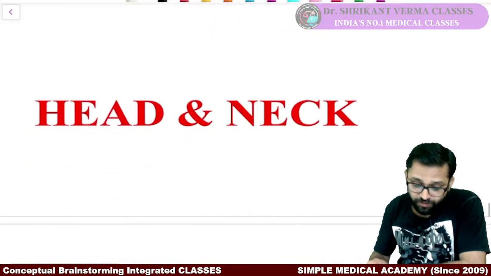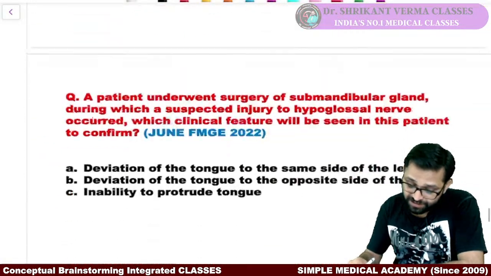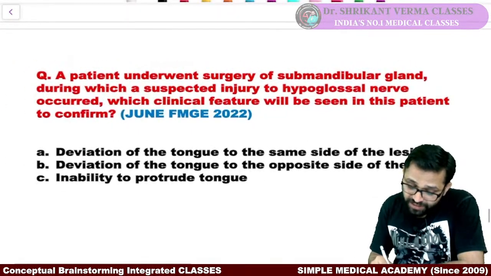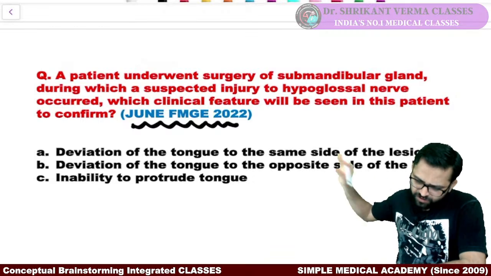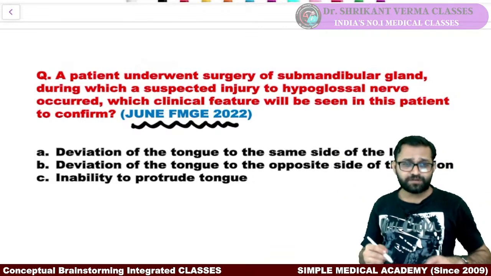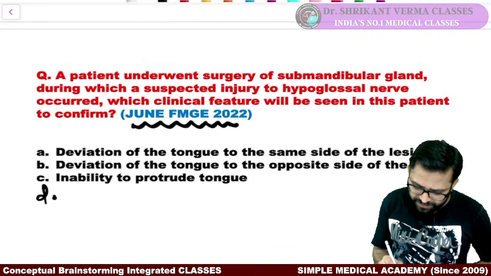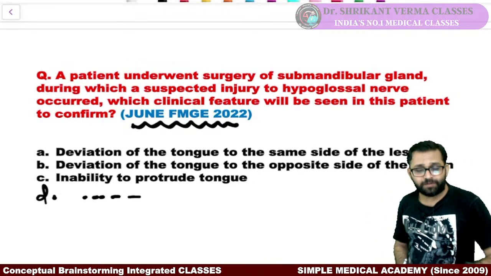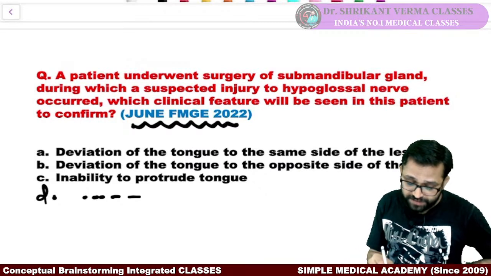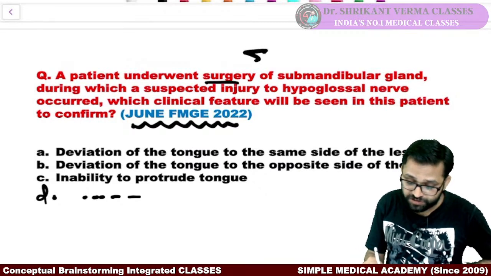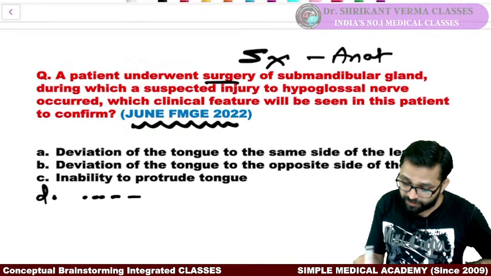Now we are going to talk about our head and neck session. Can you see here, head and neck session FMG 2022? The options are not complete here, it is incomplete. You can tell me what the option is. See here, the patient underwent surgery. So this is our surgery and anatomy integration.